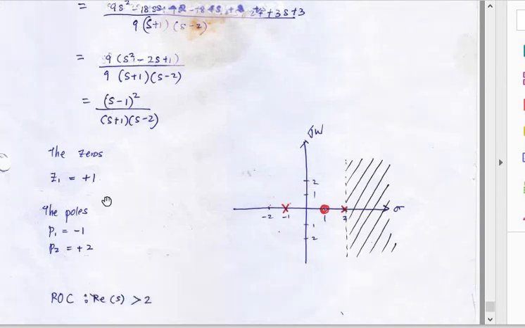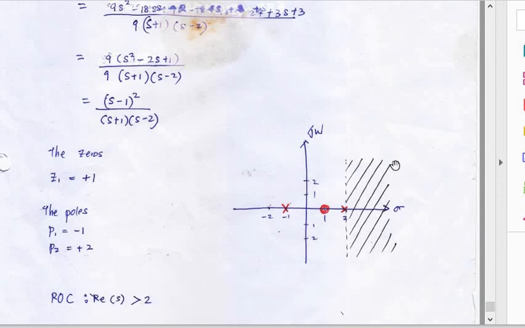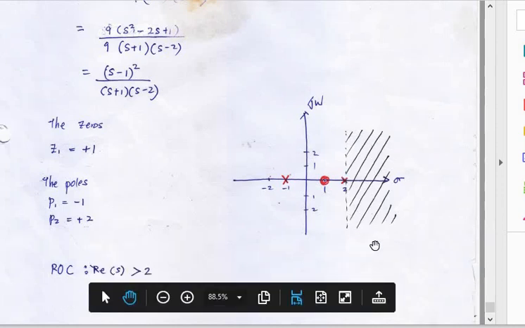The last part is to determine the ROC based on the properties of the ROC. If you look at this one, you have zeros, pole and pole here. This one is not property 1 because it does not include the j omega axis. But you can apply property number 8, in which if you have 2 poles, you choose the right of the rightmost pole, and also property number 2, in which it cannot include the pole values. This is how you sketch the ROC based on the properties.